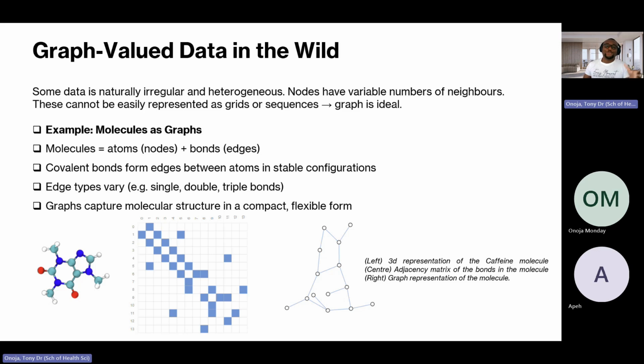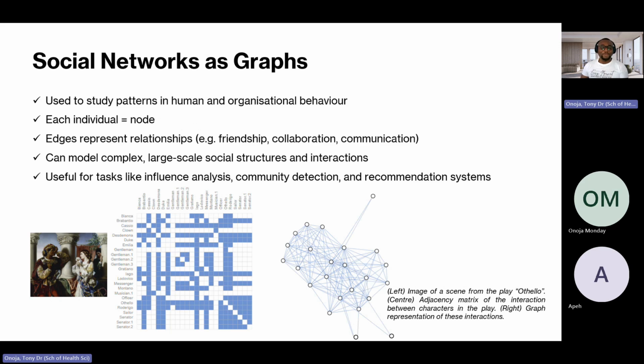So the graph structure could help us to see these molecular structures in a compact or flexible form. So you could see that in this case, for this particular structure here, we could look at the adjacency to see how it's being represented. And from there, we could take a lifting of it to put it in the form of this graph. So this is a representation of a caffeine molecule, where the adjacency matrix of the bonds in the molecule, that's the right graph, is a representation of the molecule. So we could see it in this different graphical network.